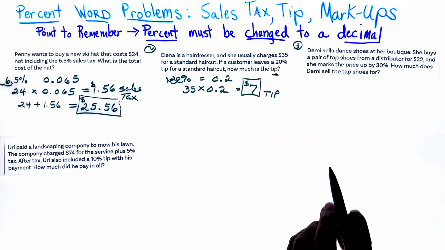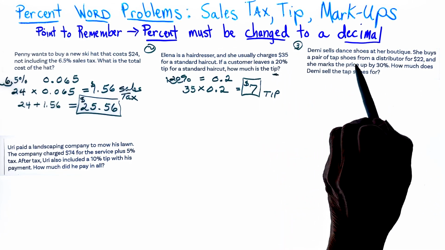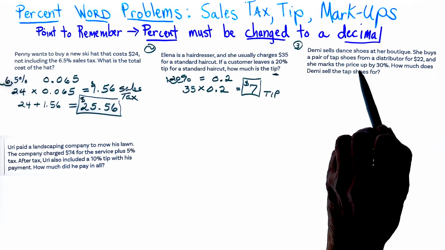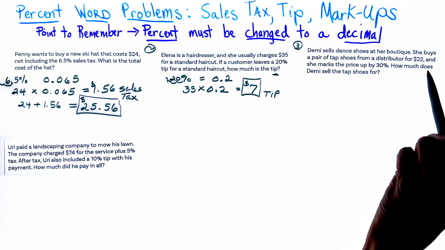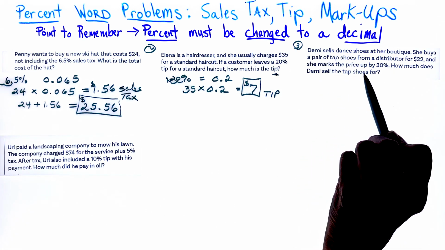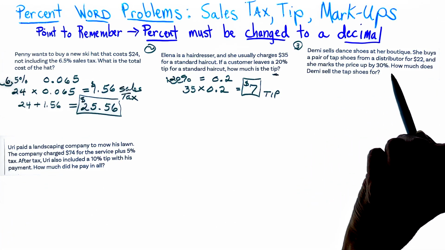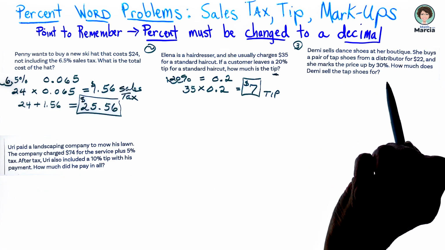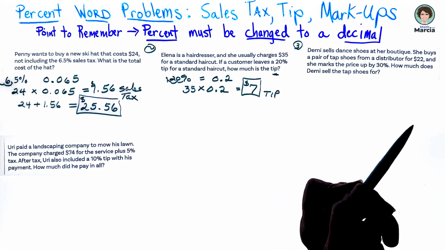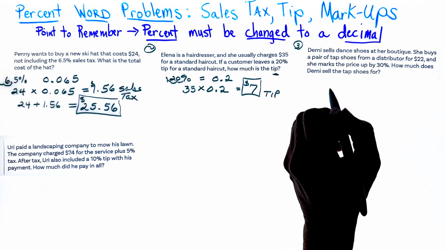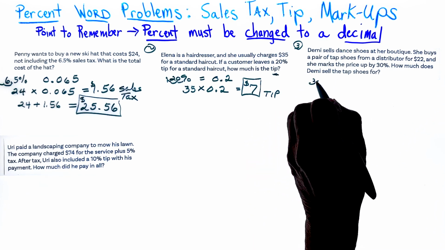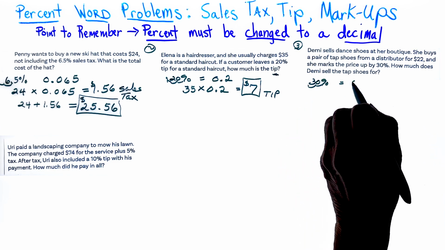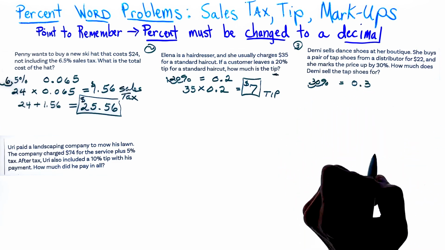So this one deals with a markup. Demi sells dance shoes at her boutique. She buys a pair of tap shoes from a distributor for $22, and she marks the price up 30%. How much does Demi sell the tap shoes for? So the reason for a markup is that's how the people that own the store make money. So again, we're going to do 30%. We're moving it over 2 places, and that's the same as 3/10.